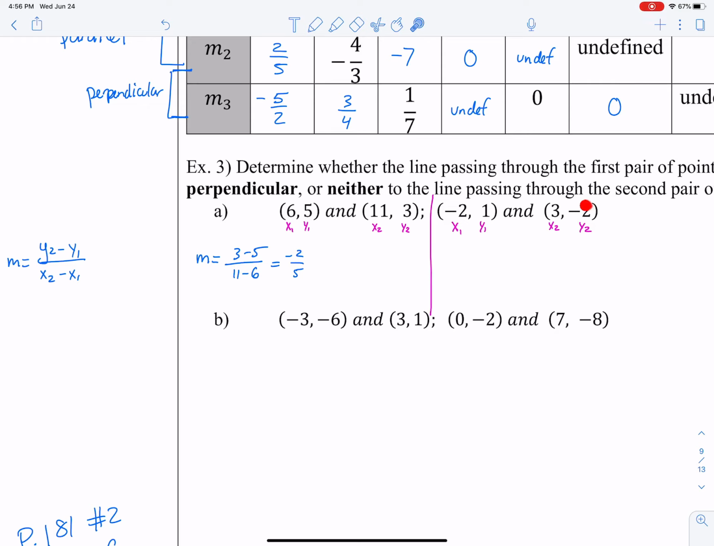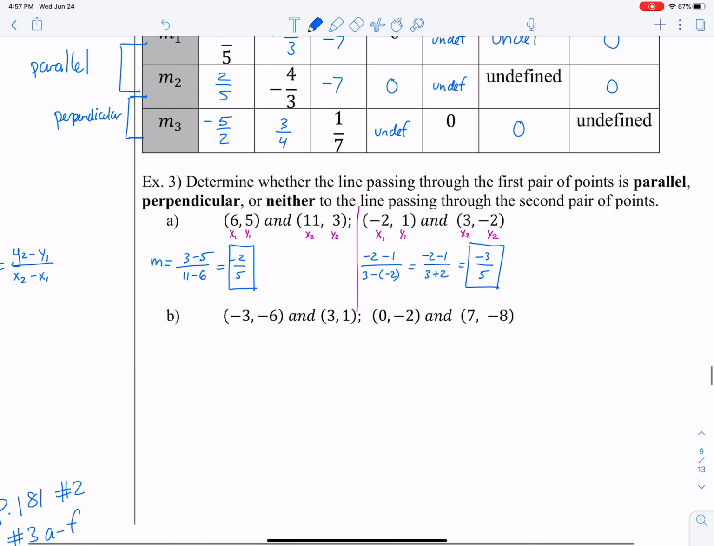Here I have negative 2 minus 1 over 3 minus negative 2. Remember, when we have a double negative, it becomes positive. This becomes 3 plus 2. So we get negative 3 over 5. So now we're going to compare our slopes. Negative 2 over 5 compared to negative 3 over 5. So these aren't identical, and they're not negative reciprocals. So this one's neither.